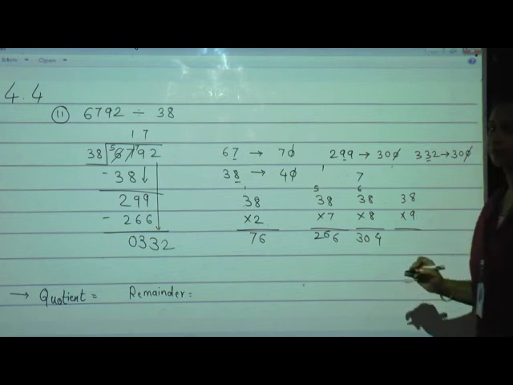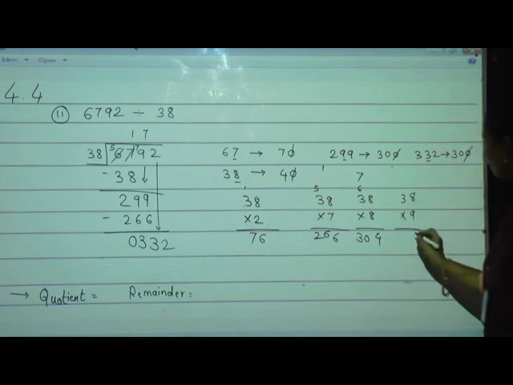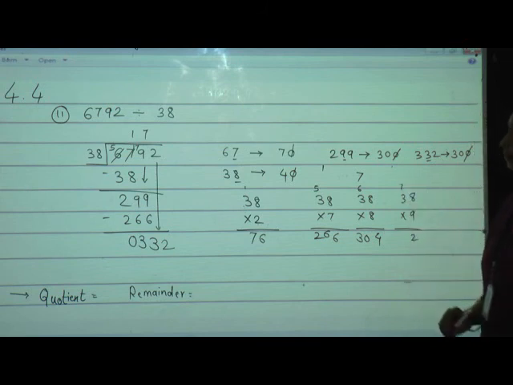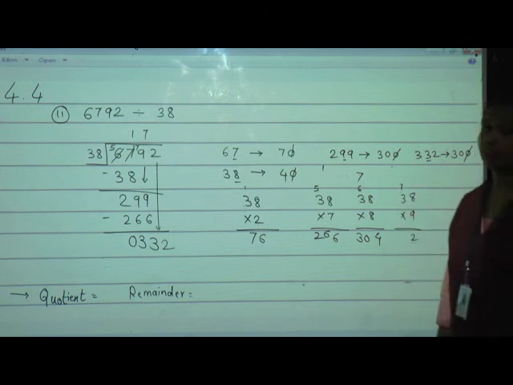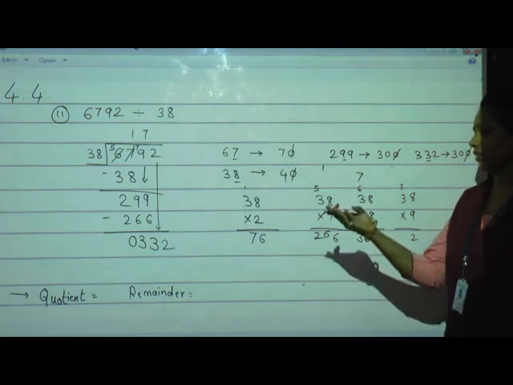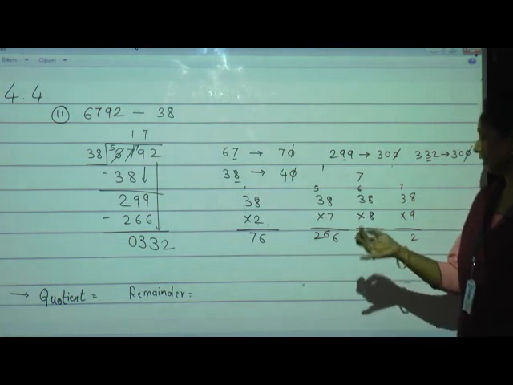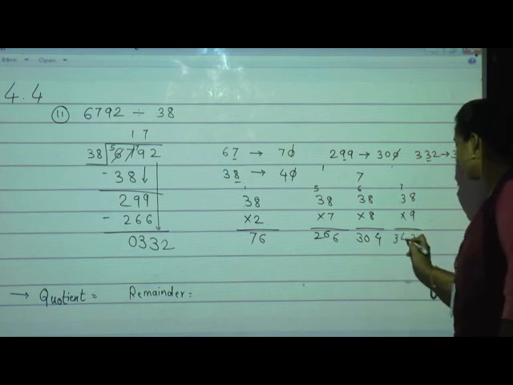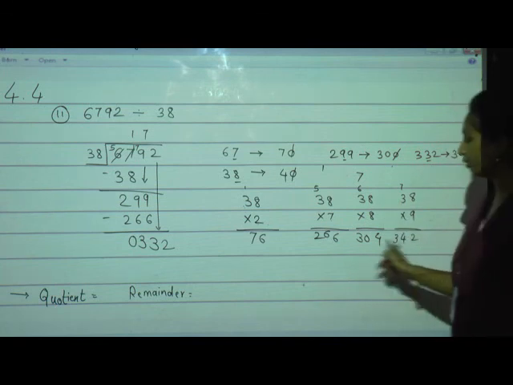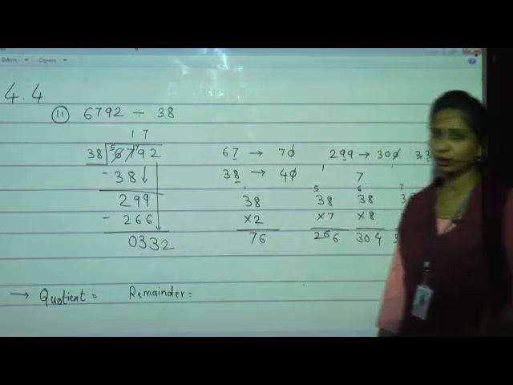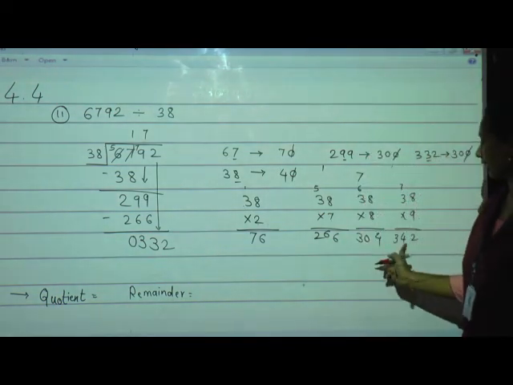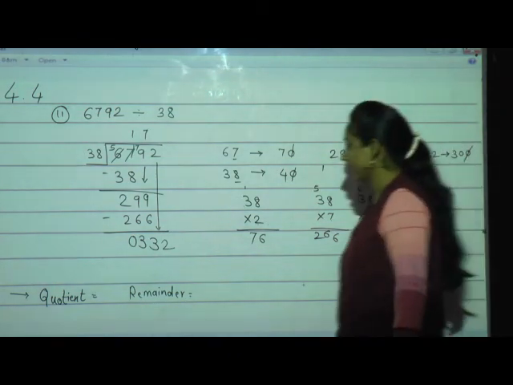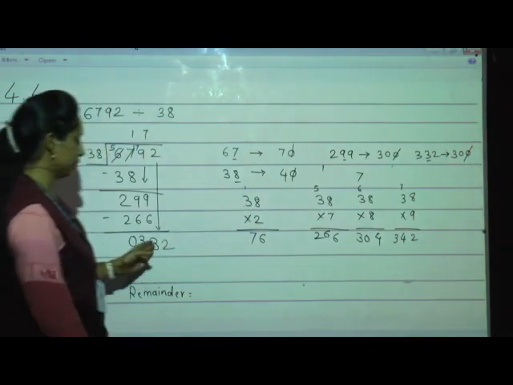9 8s are 72, right? 2 written, 7 carry. 9 3s are 27. 27 plus 7, count along: 28, 29, 30, 31, 32, 33, 34, isn't it? Now will 342 go into 332? No. So this is a greater number. So what will go? 8 times 38 will go into 332.